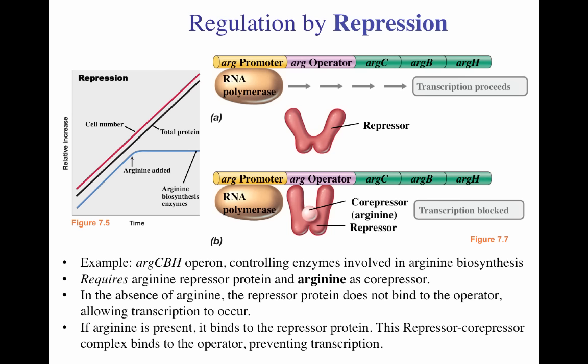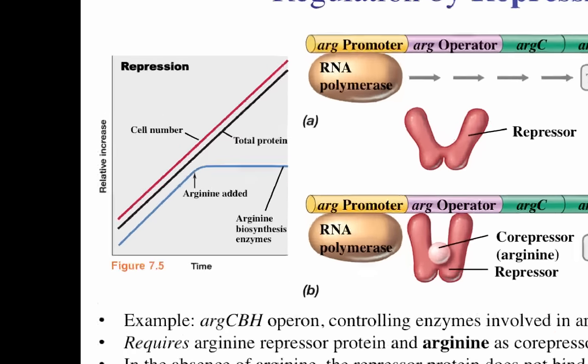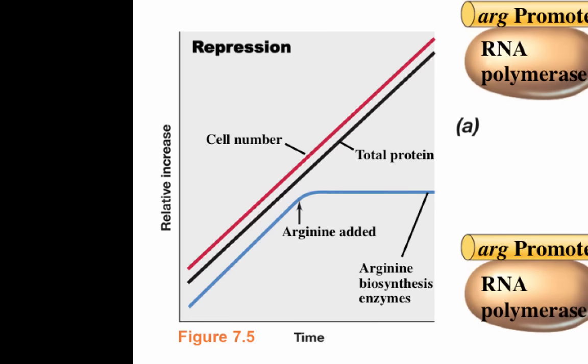Now let's take a look at some of the transcription regulation that is happening in the cell. The first one that I want to introduce to you is regulation by repression. Regulation by repression can be exemplified by looking at the arginine operon, which controls enzymes involved in arginine biosynthesis. Here in this graph on the left, we have the relative increase of 3 different parameters: cell numbers in red, total protein in black, and the amount of arginine biosynthesis proteins in blue.